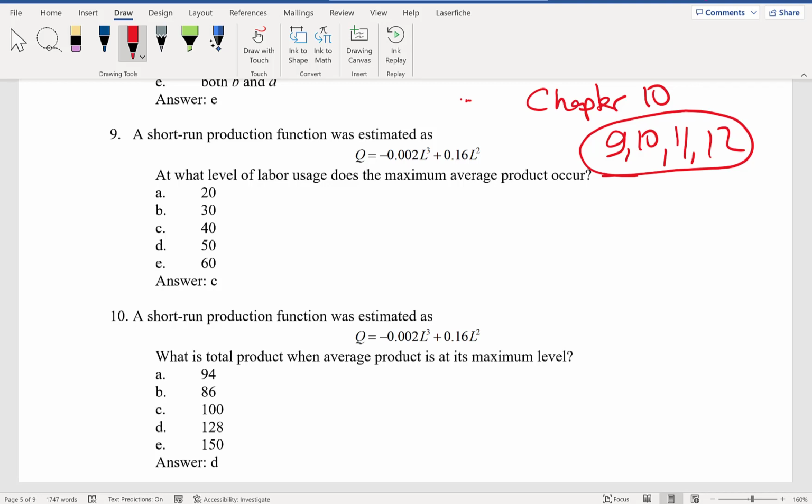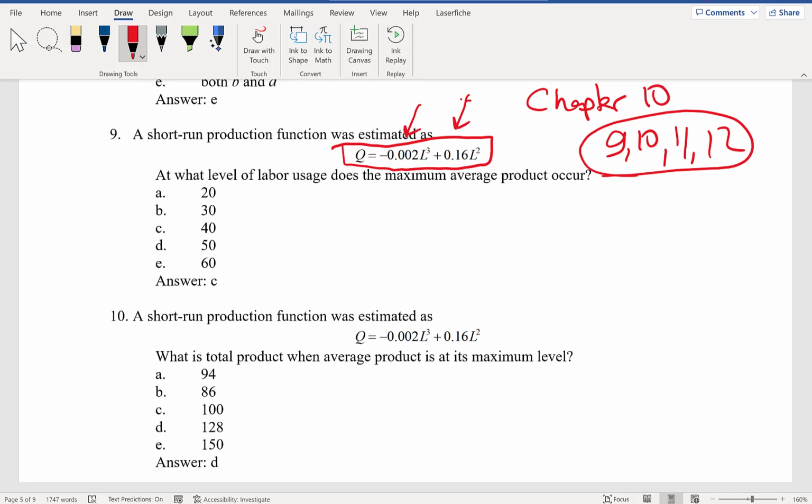Okay, having said that, let's get started with question 9. So a short-run production function was estimated. We are given these coefficient estimates, A hat and B hat, and capital. At what level of labor usage does the maximum average product occur?